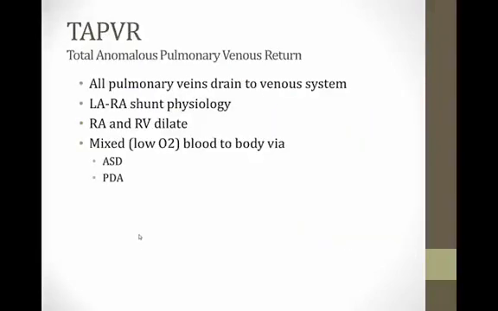The final terrible T is total anomalous pulmonary venous return. So remember that the pulmonary veins drain blood from the lungs to the left atrium, but in this condition they drain to the venous system, either to the right atrium or to one of the structures feeding the right atrium. The physiology is the same as having a shunt from the left atrium to the right atrium, but having a very severe shunt because all the blood goes through it. The right atrium and the RV will dilate, and you'll get mixed low oxygen blood going to the body through an ASD or a PDA.